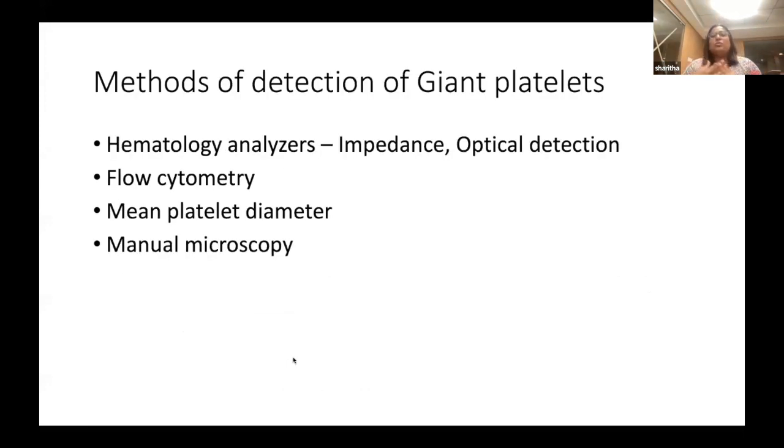So now coming to the methods of detection of giant platelets. We all use hematology analyzers in our lab, and they give MPV values, and in certain analyzers we also get IPF, that is the immature platelet fraction. These can help us in making smears and seeing them on the peripheral smear. So basically, what are the drawbacks of these hematology analyzers?